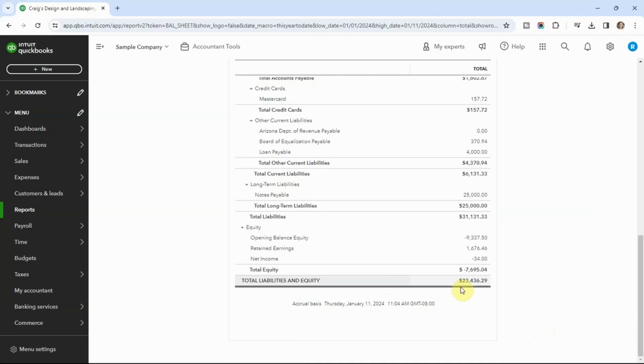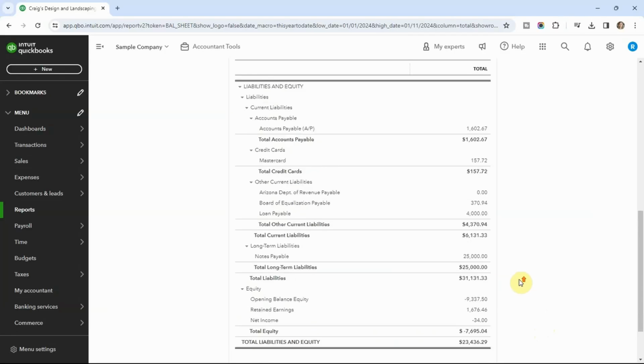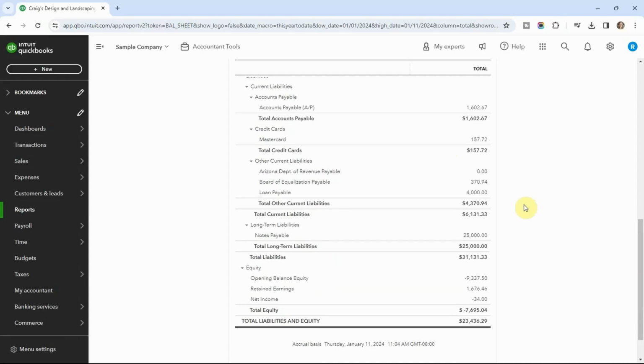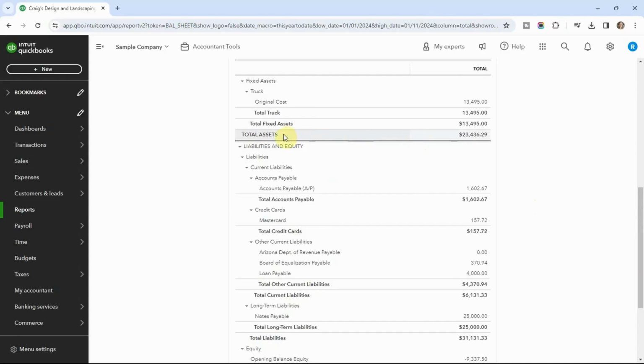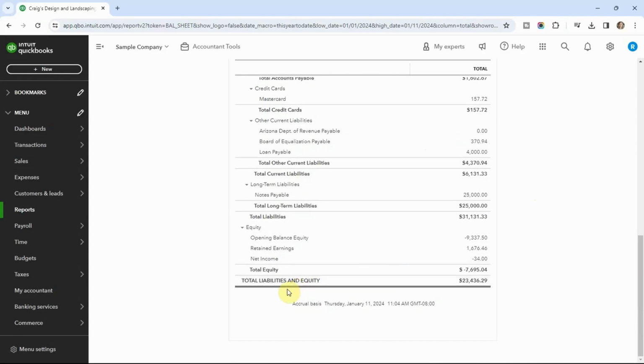And then you can see that accounting equation. So this is the liabilities and equity, the $23,000 some dollars, and that is the same as this number up here, which is the total assets. So assets equals liabilities plus equity.